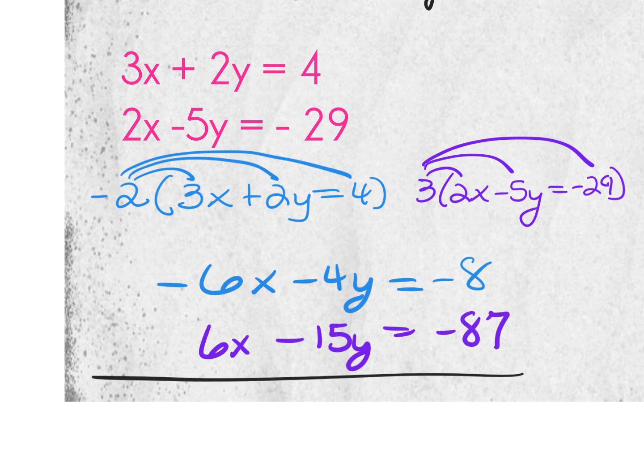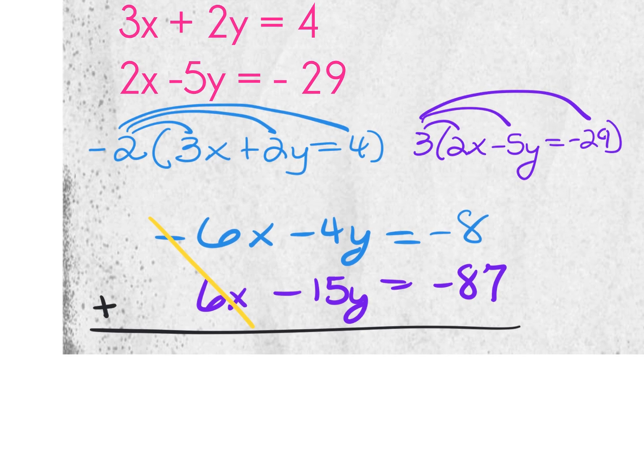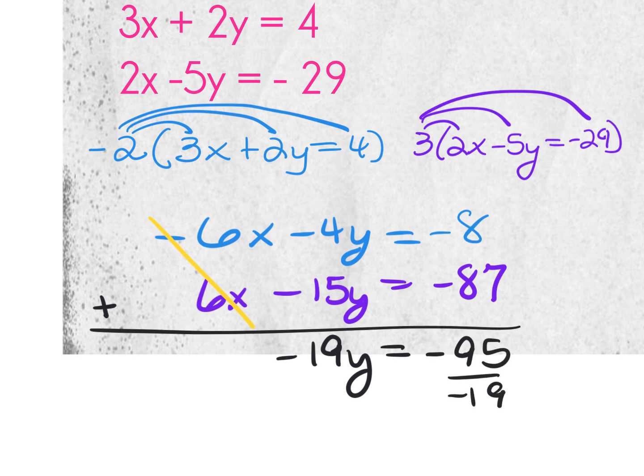Now it's set up beautifully, and my x's are going to cancel when I add the two equations. So once I add negative 6x plus 6x, that's gone. And now I can add negative 4y plus negative 15y and get negative 19y. And then negative 8 plus negative 87 gives me negative 95. Divide by negative 19.